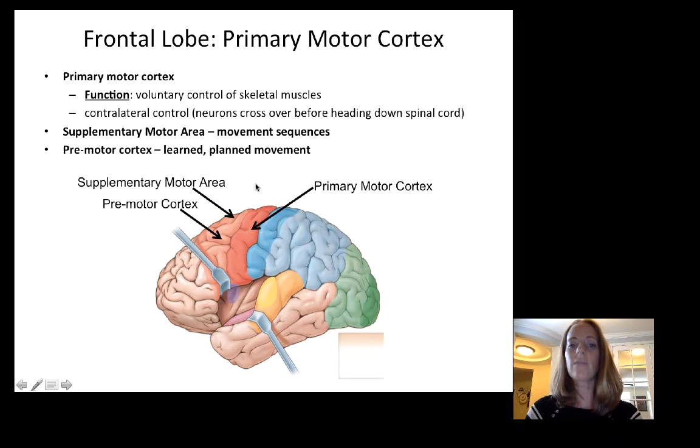Because of that, this left side of the brain will control the muscles on the right side of the body, and the right side of the brain will control the muscles on the left side of the body. So we call that contralateral control, where if a patient has a stroke that is affecting the left side of the primary motor cortex, that patient will have paralysis or lack of movement in the right side of his or her body. In front of the primary motor cortex, we have some more complex association areas. We have the supplementary motor area, which helps with sequences of movement. So maybe ballet dancers might have a very good supplementary motor area. The premotor cortex, which is a lot of learned and planned movements.